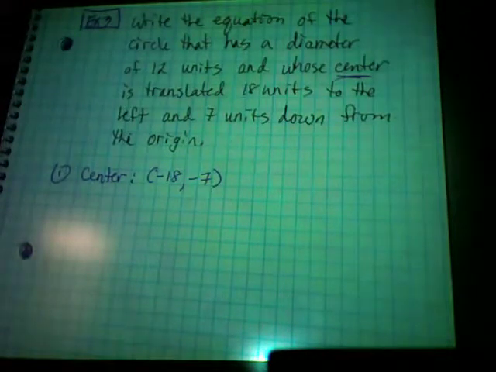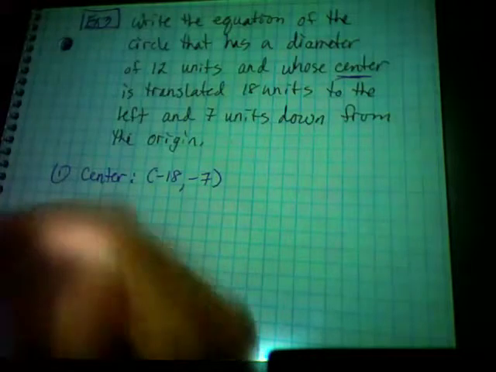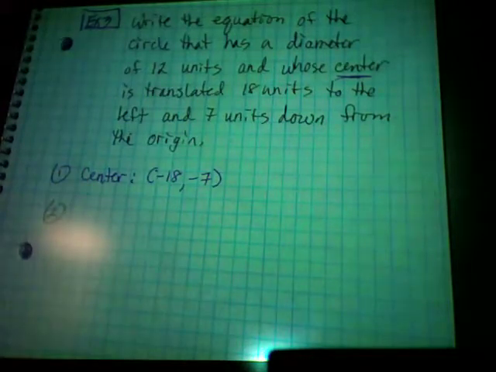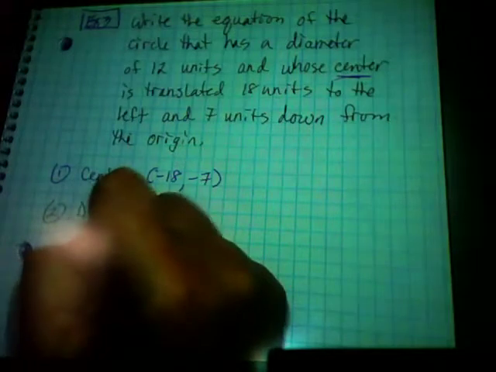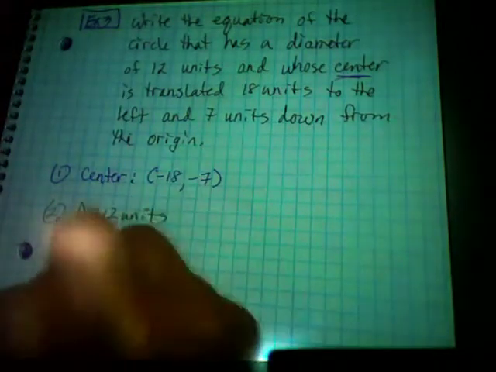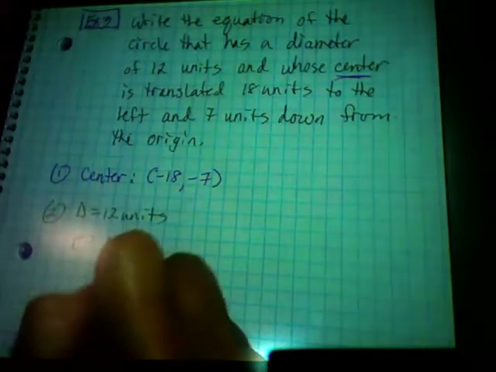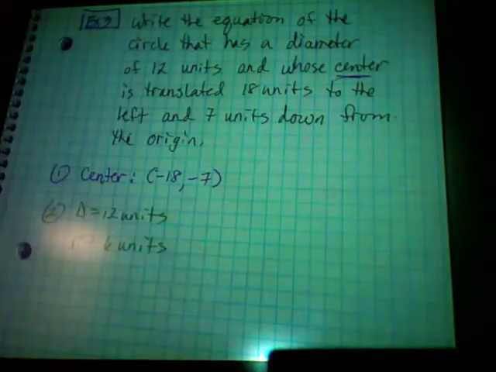Then the second thing I have to find is the radius. They give me the diameter equals 12 units. So what's my radius? 6 units, half of that, right? Don't I have the information I need to write my equation?